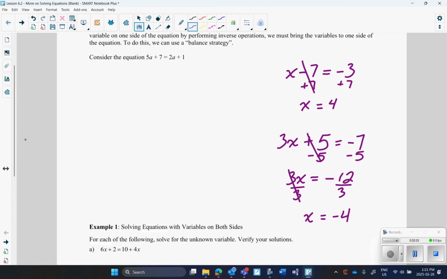But what about this? What's different about this equation than the ones that we just did here? What looks different? Yeah, well, there's one variable, but in two different spots. Yes, that's the difference. Because we're used to just seeing one variable on the left side.